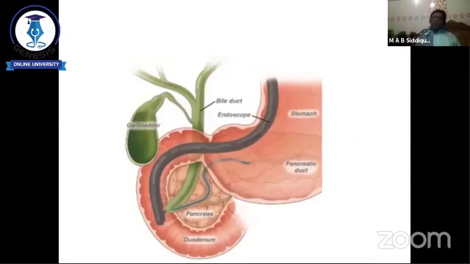This is another contrast X-ray. This is a side view endoscope tube. It goes from the stomach to the duodenum up to the ampulla of Vater. As it is a side view, we can see the ampulla very easily. So to see the ampulla, we use an endoscope, that is, the side view endoscope.